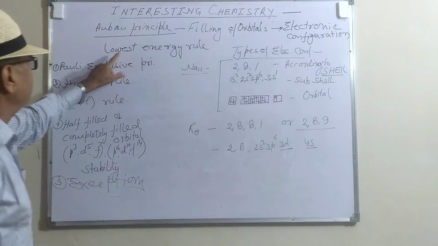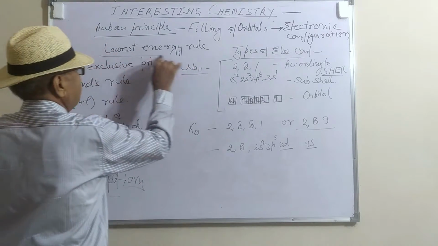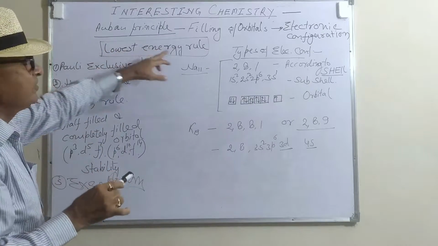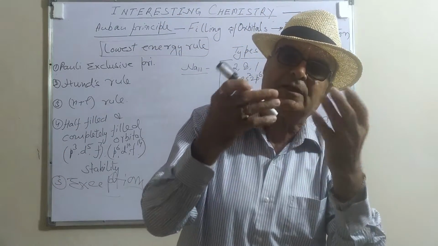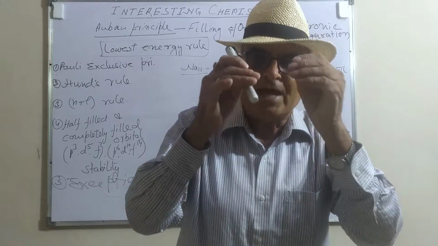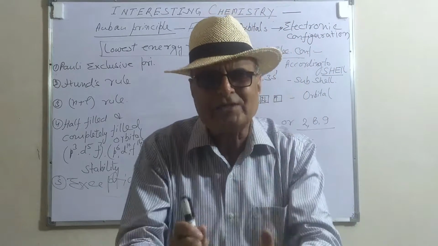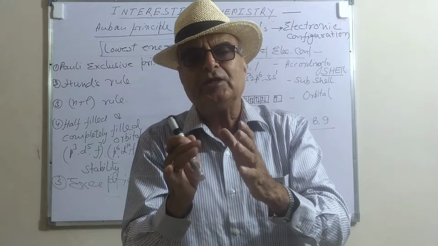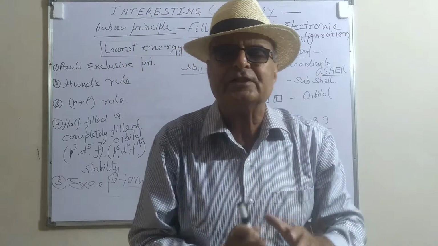So I have written here the lowest energy rule. It is the Aufbau Principle, and it is the main rule. The newly coming electron will acquire and be placed in that orbital which is the lowest in energy, and the higher energy level orbitals will be filled after filling the lower energy level orbitals.